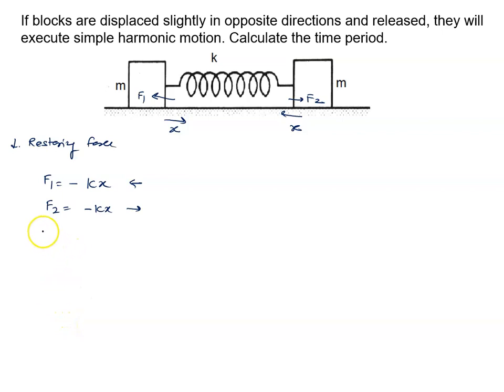Now, what is the net restoring force? If we calculate the net restoring force, that is F1 minus F2, and when you do F1 minus F2 and count the direction also, it will be minus 2kx. Now, we know that when the restoring force was F equal to minus kx, the time period was given by 2 pi root m by k, and when the restoring force is minus 2kx, the time period of oscillation will be given by 2 pi root m upon 2k, because the force constant is changing from k to 2k.